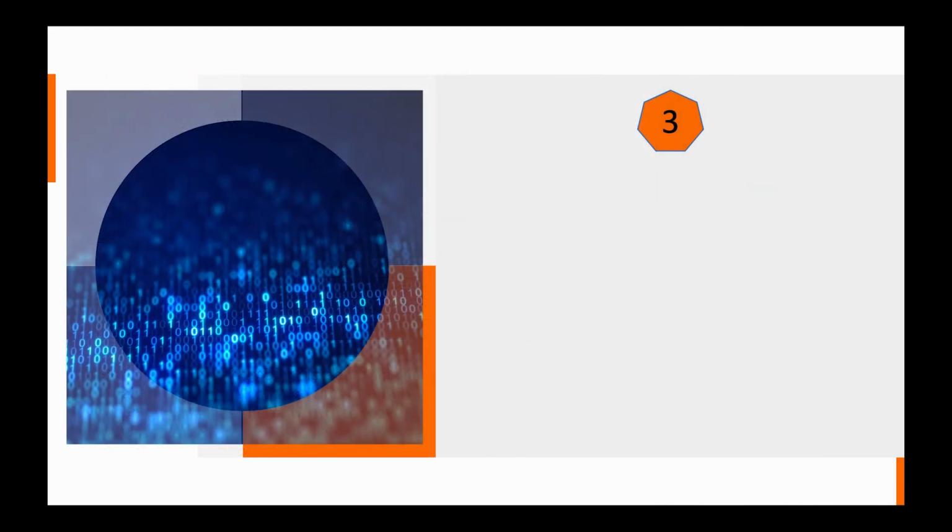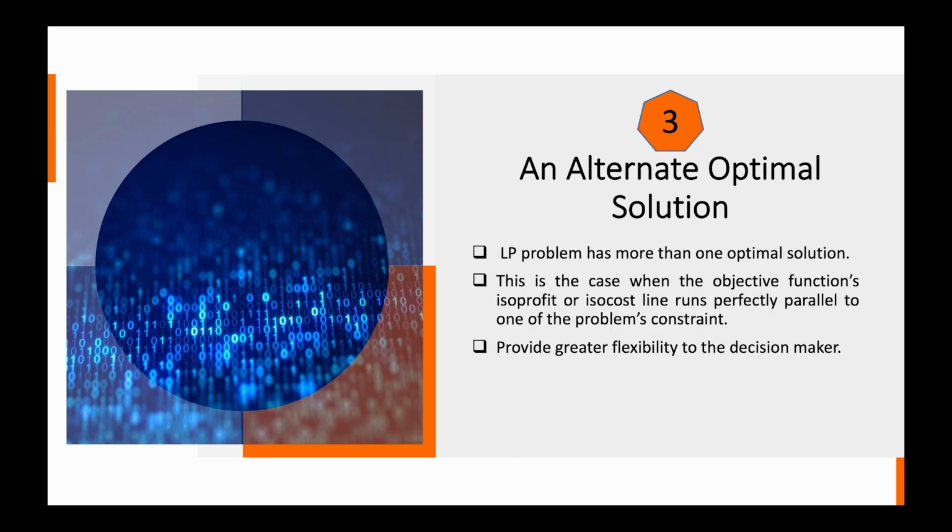The third special case in linear programming is an alternate optimal solution. A linear programming problem has more than one optimal solution. This is the case when the objective function isoprofit or isocost line runs perfectly parallel to one of the problem's constraints, which provides greater flexibility to the decision maker. Look at example number 3.